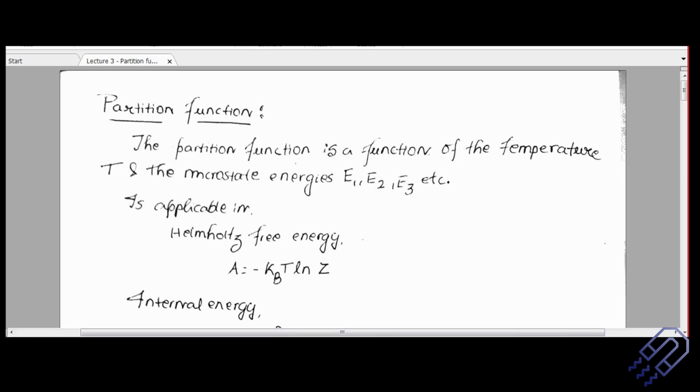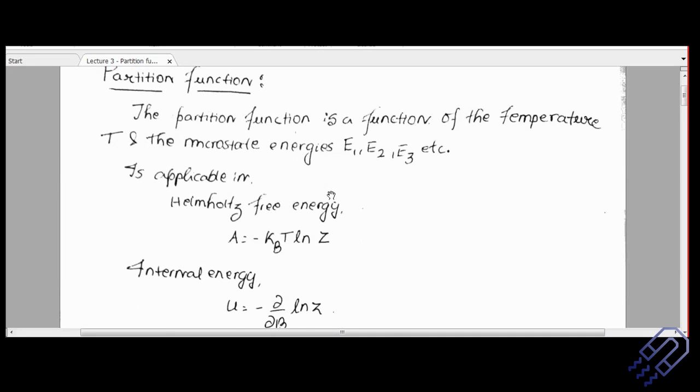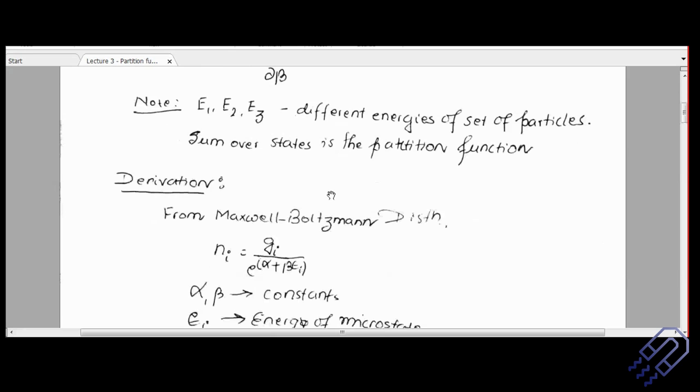Partition function. If you remember, in the last class we did the Maxwell-Boltzmann distribution, and we actually found this equation. This is the equation that we found the other day, and we are going to use it to understand something which we call the partition function.